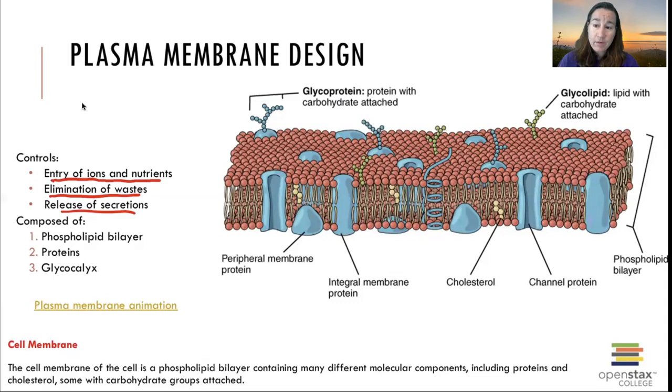So we learned the 4 macros last chapter. The 3 macros involved in the plasma membrane are lipids. So we've got a phospholipid bilayer. That's these guys, these little red heads with the dangly tails. That's the phospholipid bilayer right here.